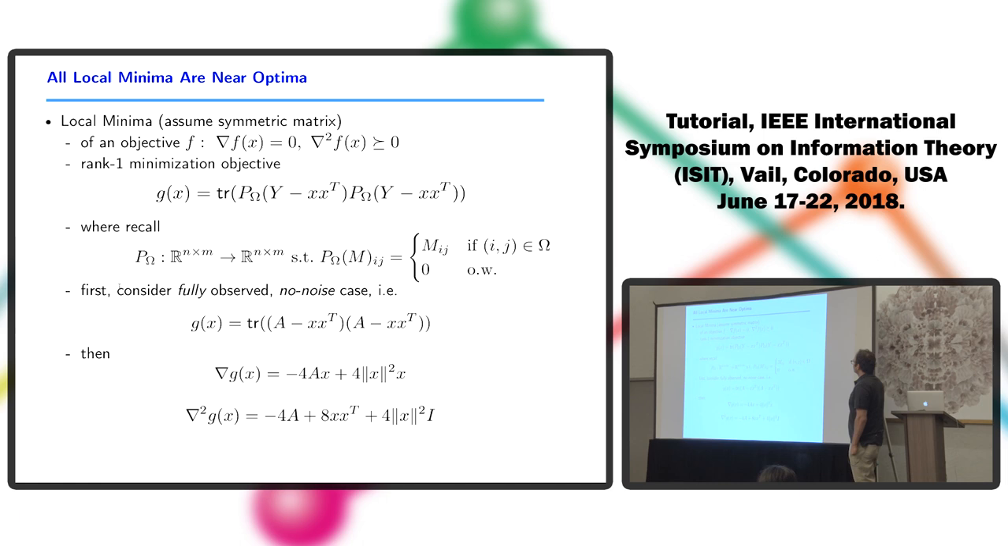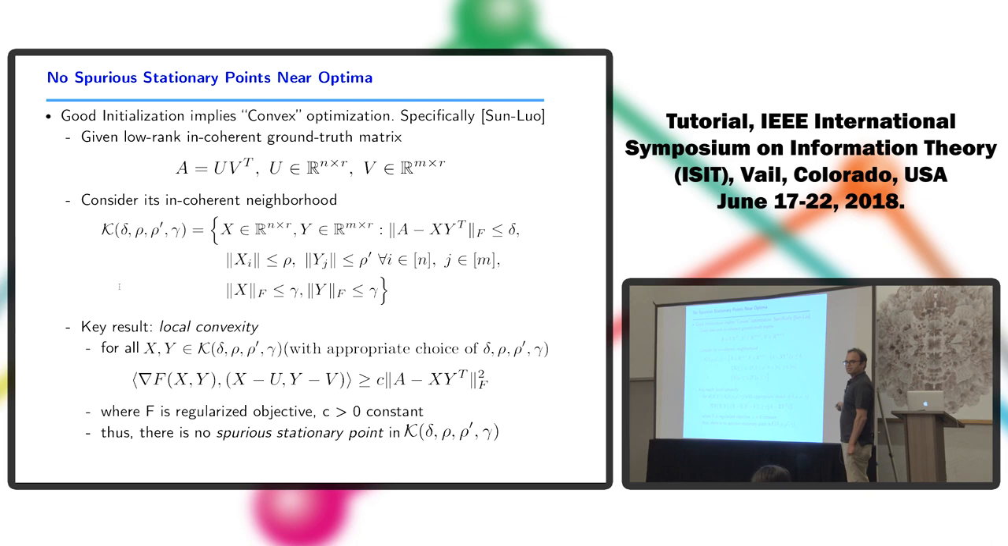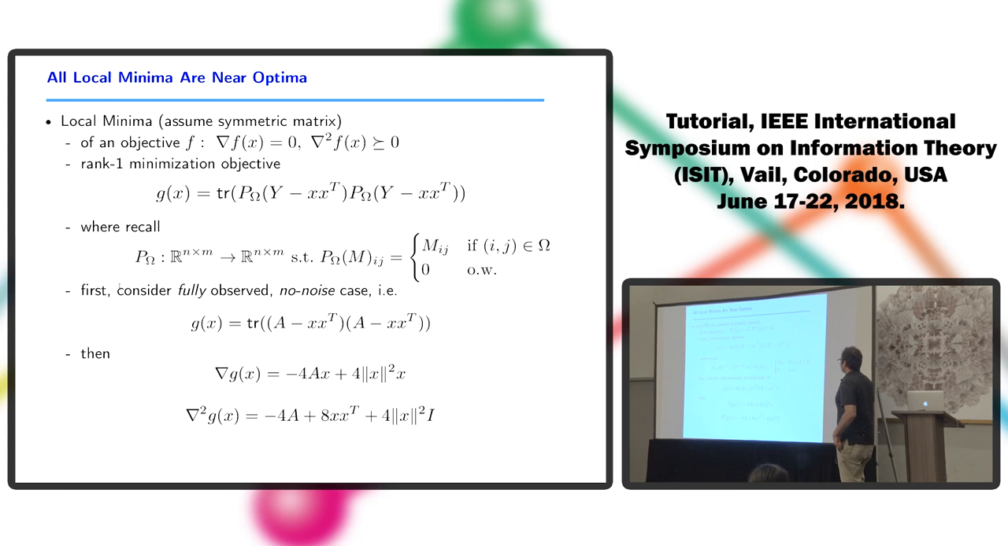All right, so that was the last piece I want to talk about in this line, which is, how would we argue that local minima are near optima? And once you have local minima near optima, and you put it together with this, you will say local minima are global minima. Okay. So here's how it goes.